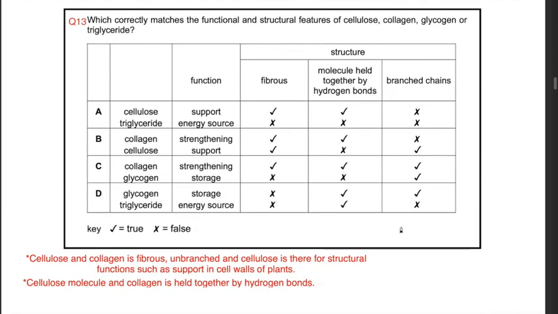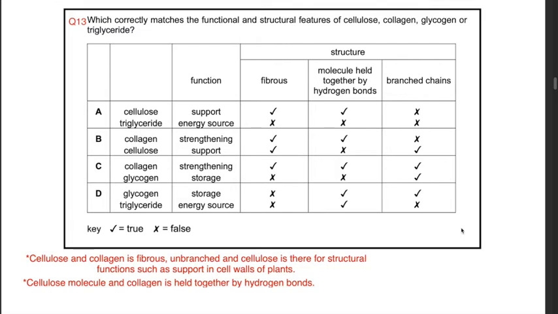Question 13. Which correctly matches the functional and structural features of cellulose, collagen, glycogen or triglyceride? Key thing to note is that cellulose and collagen are both fibrous as well as unbranched, and cellulose is there for structural functions such as support in cell walls of plants. Also, cellulose molecules and collagen molecules are both held together by hydrogen bonds within the molecule.